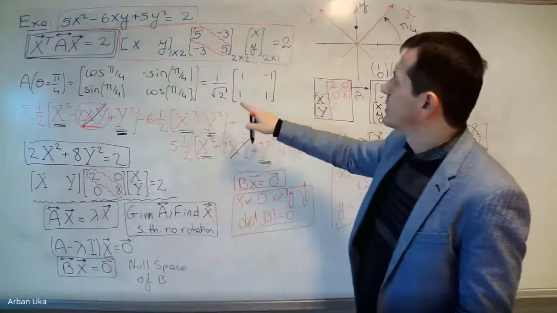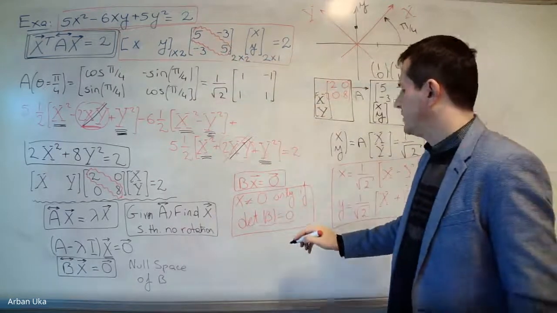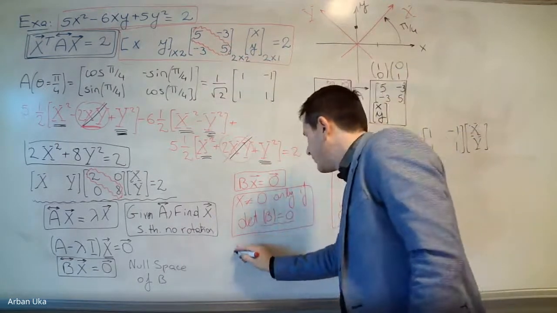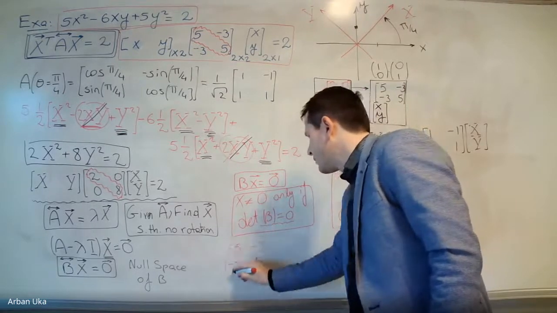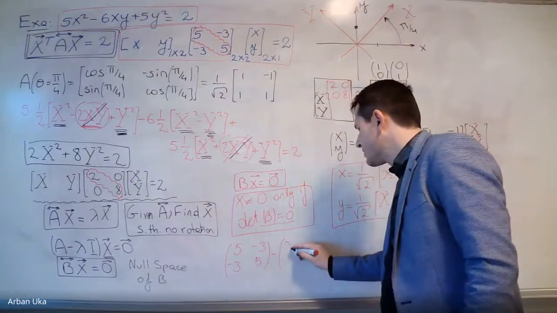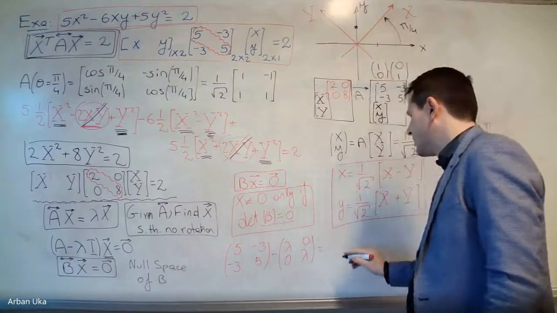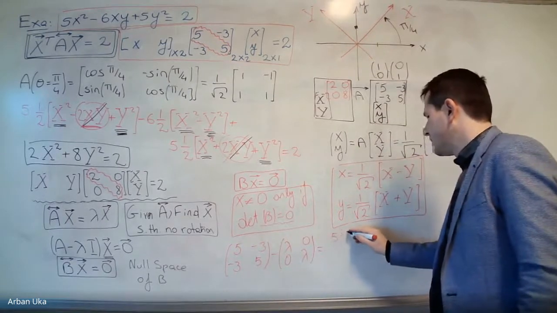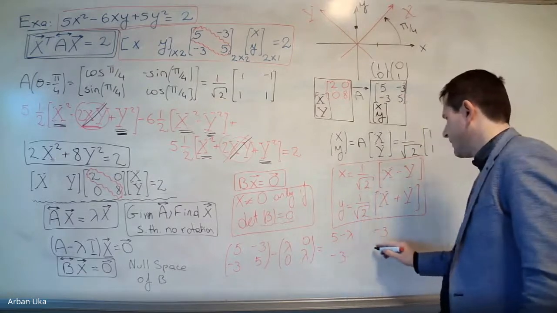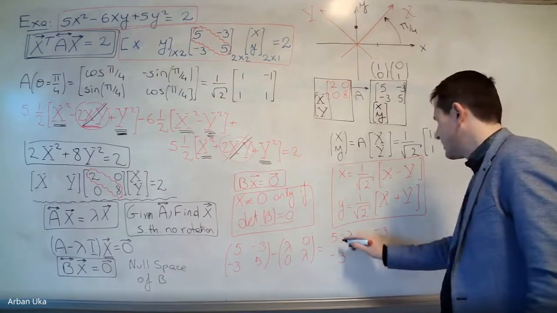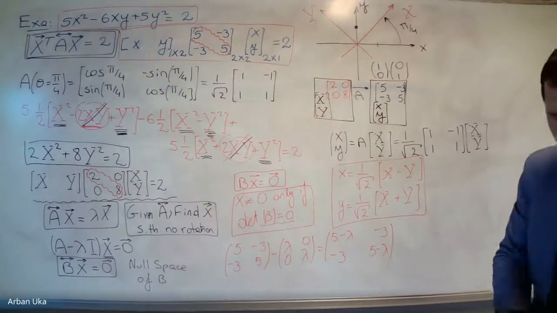So what is the matrix we are dealing with? Let's not forget, we are dealing with this matrix 5, minus 3, minus 3, 5. So here we have the following: 5, minus 3, minus 3 and 5. We subtract minus lambda, 0, 0, lambda. Okay, and this is equal to 5 minus lambda, minus 3, minus 3, and 5 minus lambda. Okay, we want this determinant to be equal to 0.